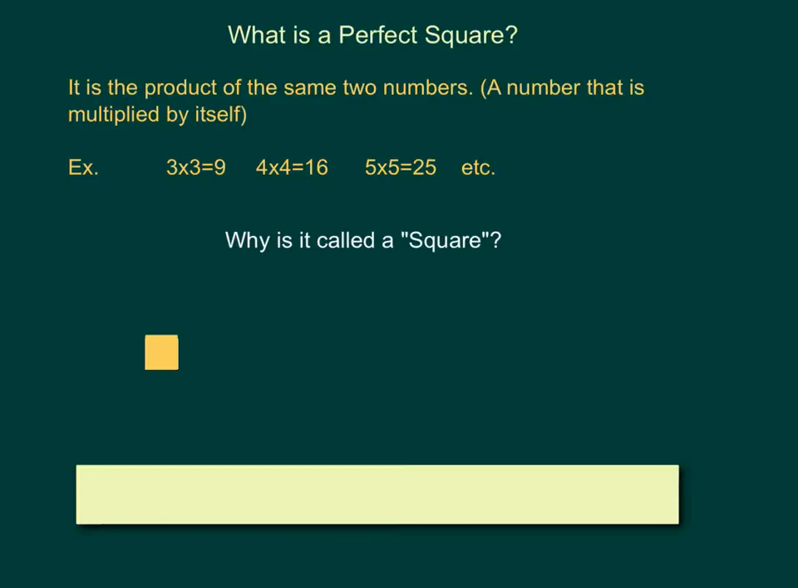Well, 1 times 1 is going to give us, we know from our math, 1. So the number of sides, one side times the other side, should give us how many squares there are. So 1.